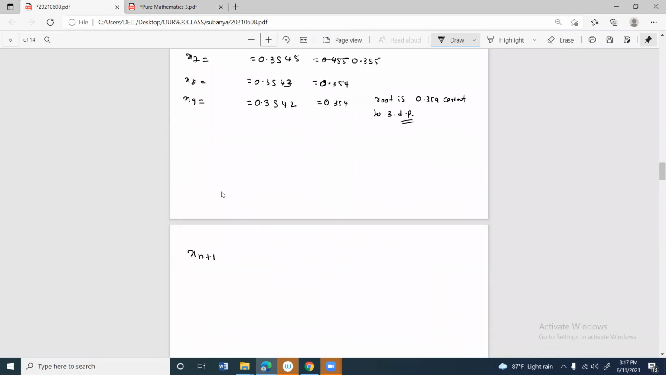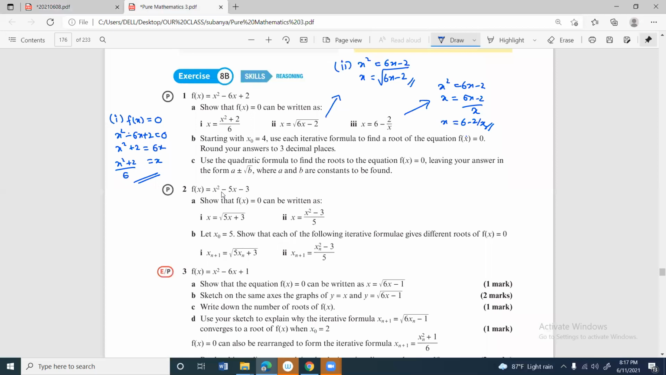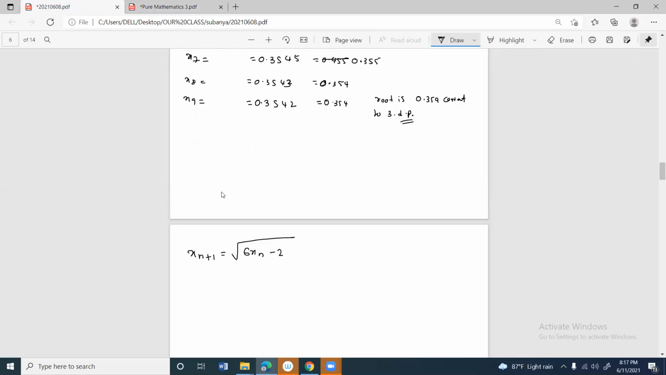x_{n+1} equals the square root of 6x_n minus 2, right? We'll start with x_0 equals 4. Therefore, x_1 equals the square root of 6 times 4 minus 2. You can replace x_0 with 4 in that formula.